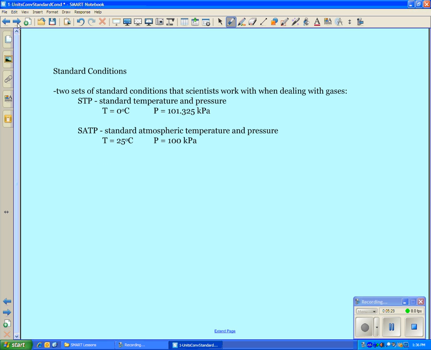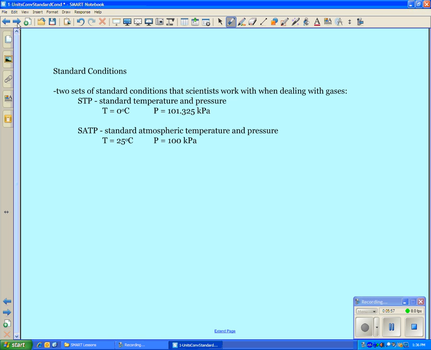There are 2 sets of standard conditions that you're going to come across in this unit quite regularly, and you should know what those are. In fact, you need to memorize what the temperature and pressures are that go with these conditions. STP stands for standard temperature and pressure. So if you see that in a question, that's telling you that the gas is being measured at 0 degrees Celsius and a pressure of 101.325 kilopascals.